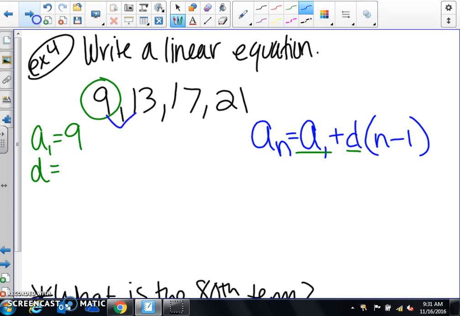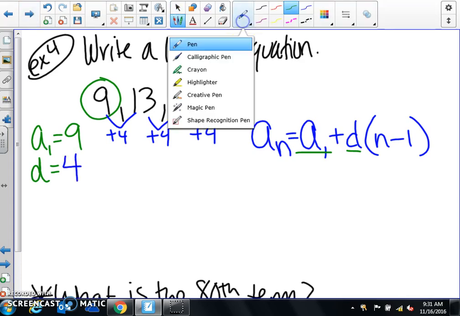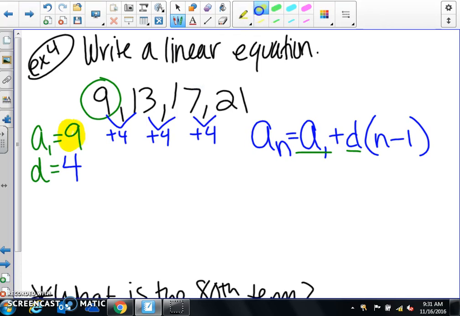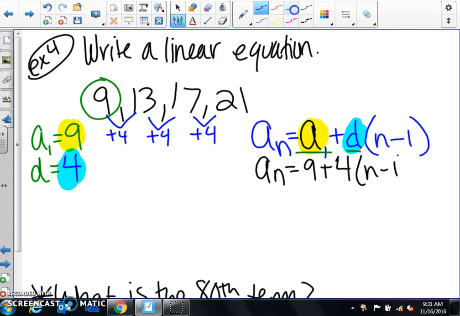To get from 9 to 13, we add 4. 13 to 17, we're adding 4. 17 to 21, we're adding 4. So my common difference is 4. Now let's go ahead and plug in. Remember, we're going to plug the 9 in here and the 4 in here. Everything else stays the same. So a sub n equals 9 plus 4 times n minus 1.